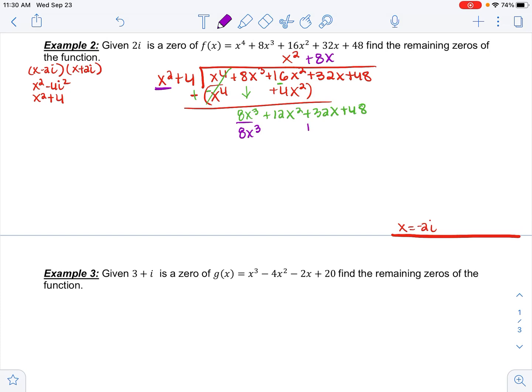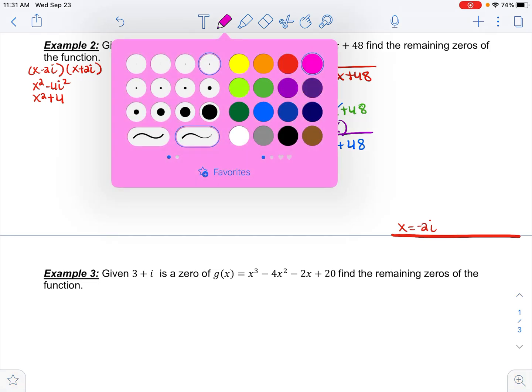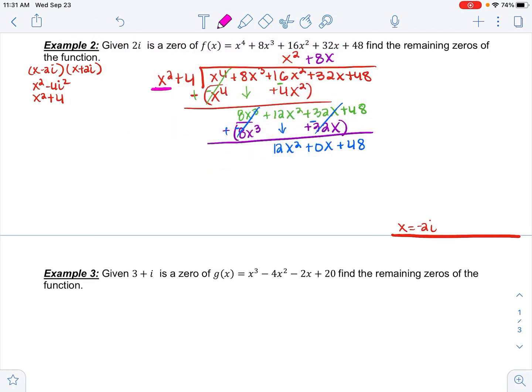Distribute your 8x. That's 8x cubed plus 32x. Subtract. I don't like subtraction, so I'm going to change it to addition and distribute my negative. These cancel. I'm going to bring this down. That's 12x squared. These cancel, so I can put plus 0x, or you can just put nothing there, plus 48.